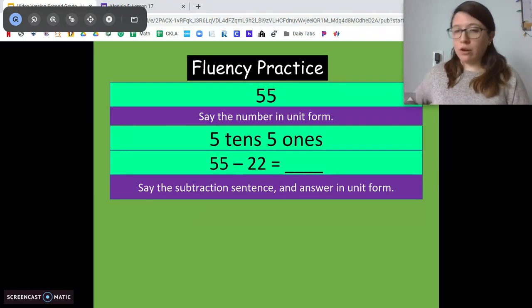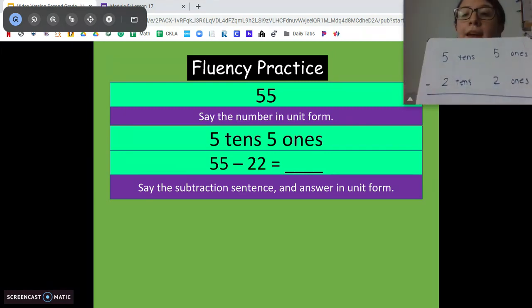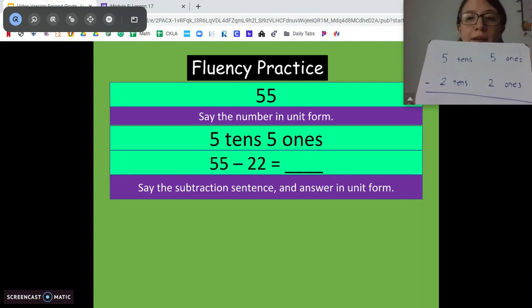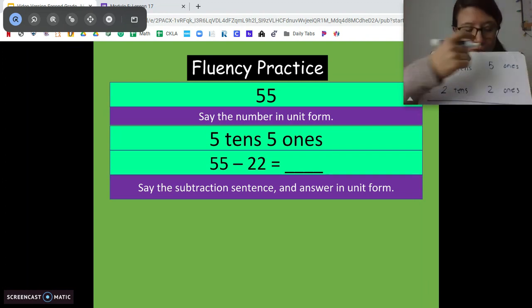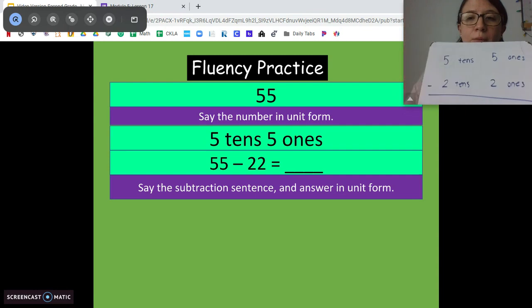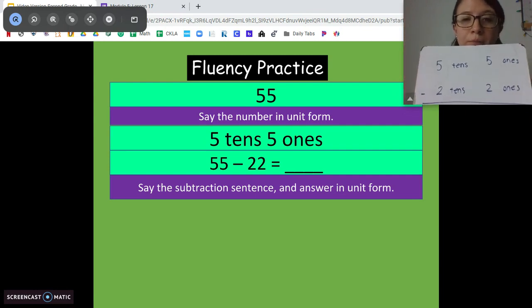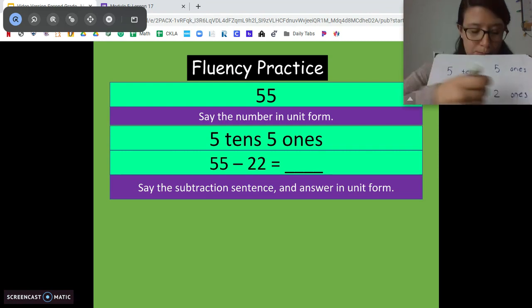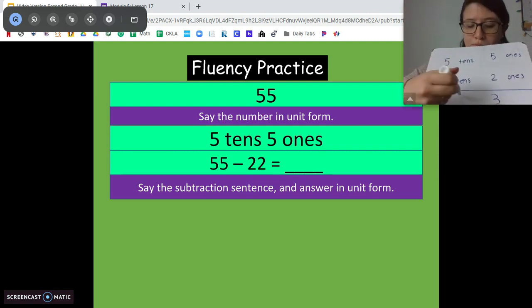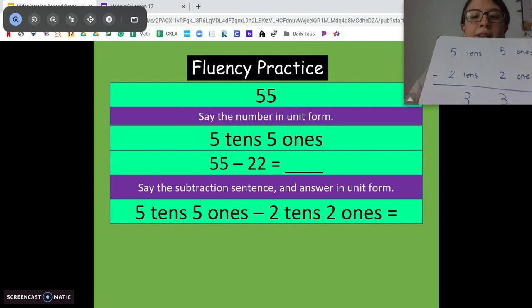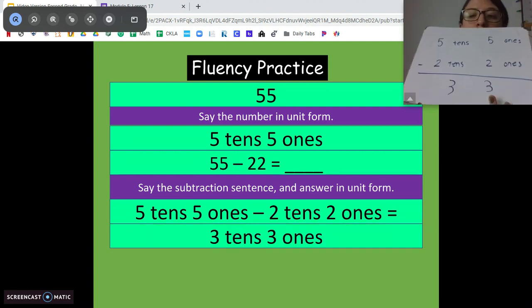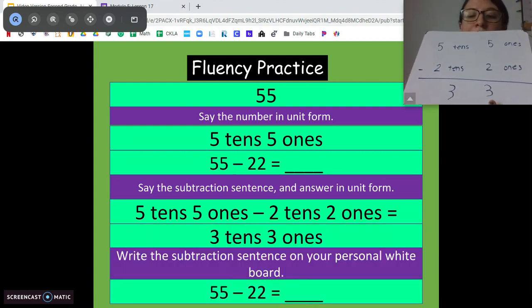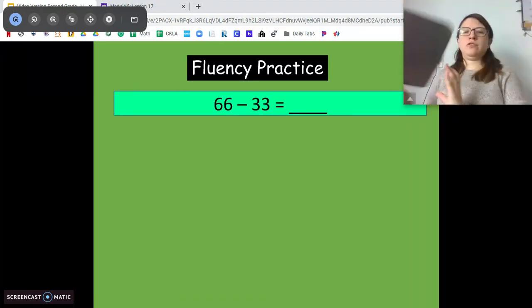And I'm going to set that up in vertical form on my whiteboard so you can look at it. What is the answer going to be in unit form? So what are your ones going to be? What are your tens going to be in unit form? Yep. It's going to be 3 tens, 3 ones, which is what number? Beautiful.